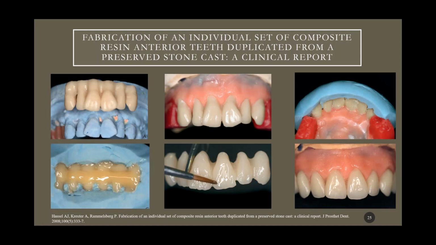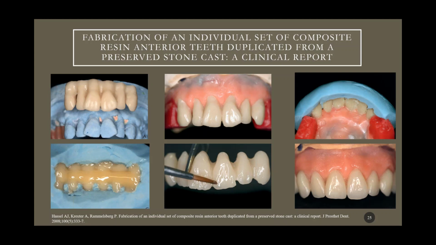Then another method where they fabricated an individual set of composite teeth which were duplicated from a preserved stone cast. In this, the patient had come for the complete denture, and the patient had her own old stone casts. So what the dentist did was he took a silicone index of the teeth and poured tooth-colored acrylic resin, and he tried the teeth in the patient. However, the teeth had to be refined.